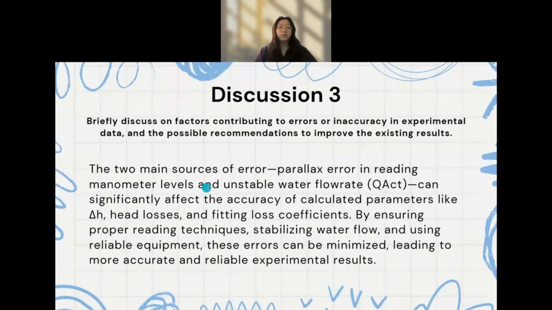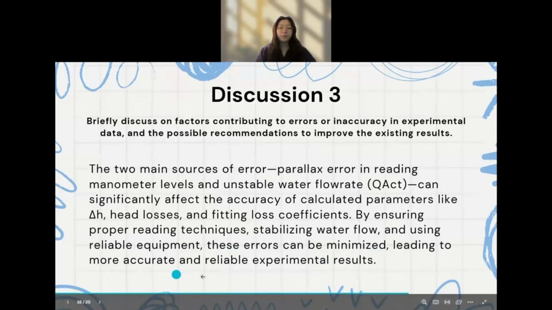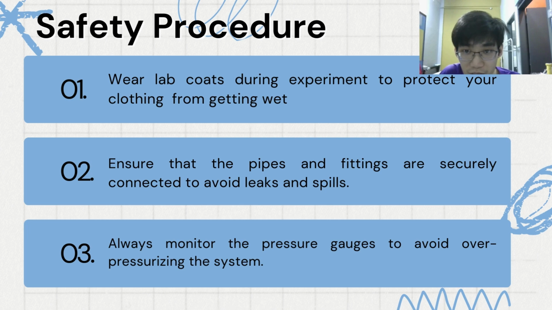The two main sources of error, parallax error in reading the manometer level and unstable water flow rate, can significantly affect the accuracy of calculated parameters like delta H, head loss, and the fitting loss coefficient. So by ensuring proper reading technique, stabilizing the water flow, and using reliable equipment, this error can be minimized, leading to more accurate and reliable experimental results. So now I'm going to present the safety procedure in our experiment.